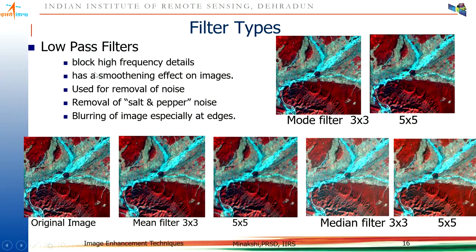So it is used for removal of noise, and mean, median and mode are the 3 mainly used low pass filters, which are used for removing particularly salt and pepper type of noise, and for smoothing the image. But in doing so, it will blur the image at the edges because my high frequencies are at the edges. You are removing the edges, you are blurring the edges, so it will appear as if the image has been blurred. But the main purpose why low pass filtering is done is for removal of noise.